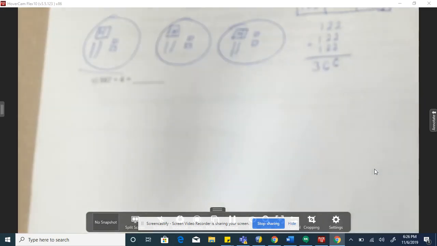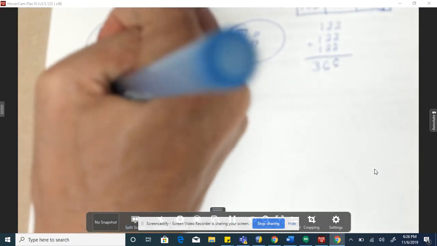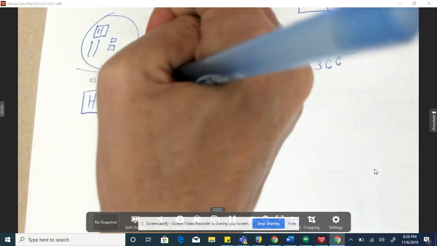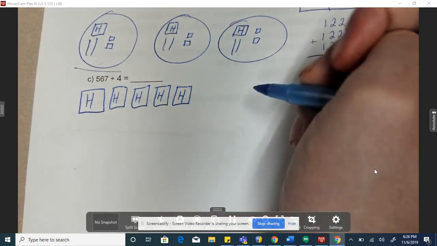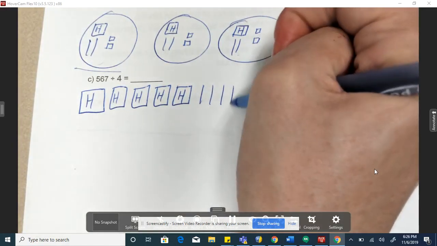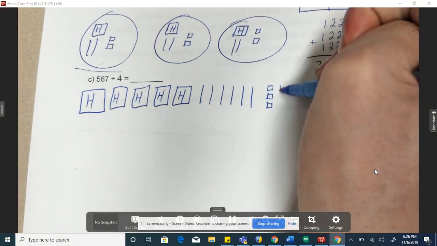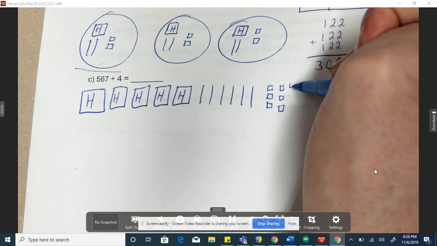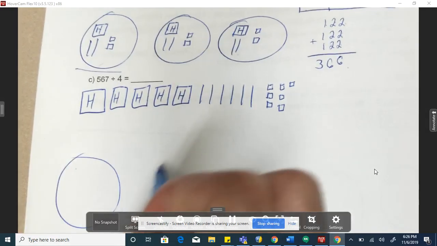567 divided by 4. So we're going to start by representing 567 using base 10 blocks. So I know I have 5 hundreds, 6 tens, and 7 ones. So let's see. I'm going to be splitting this between 4 groups. So I'm going to draw my 4 groups down here.